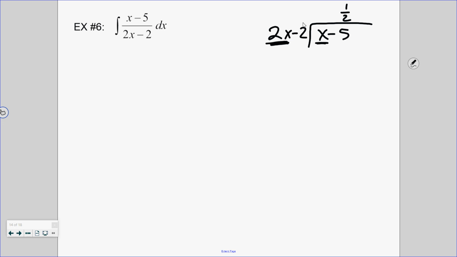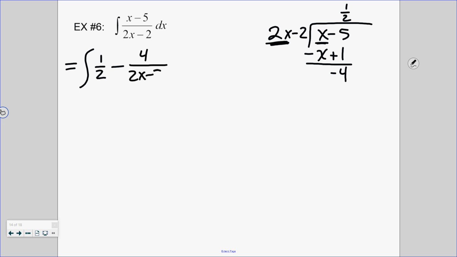1/2 times, then you multiply. 1/2 times 2x is x. 1/2 times -2 is -1. Draw the line, change the signs. That's how we do subtraction for polynomials. I get -4. So then I'm done, because that's the remainder. So my answer is that this integral is equal to the quotient, which is 1/2, plus, or in this case, minus the remainder over the divisor.